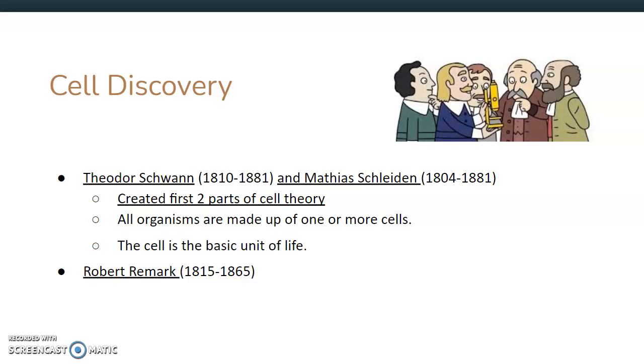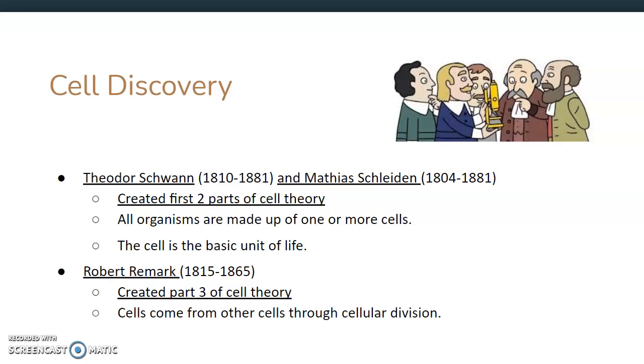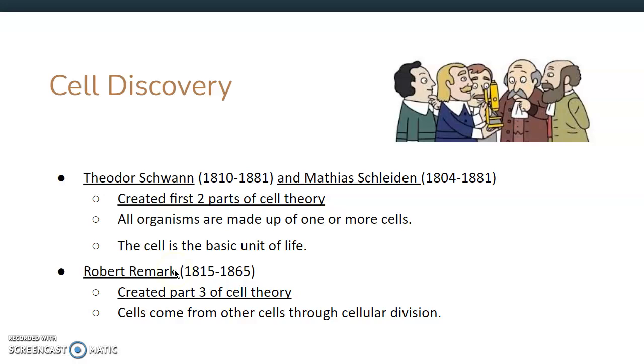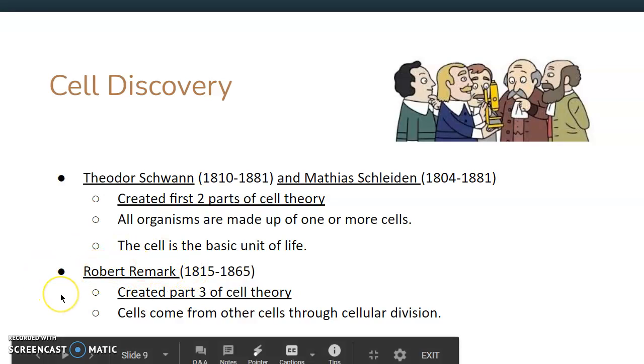And then our very last person, Robert Remak, created the third part of the cell theory, which was that cells come from other cells through cell division. So Remak, as we learned in our first video, had an interesting lifetime in the sense that someone else tried to take credit for his work, but luckily now we know he was the main person and not someone who plagiarized or stole his work.